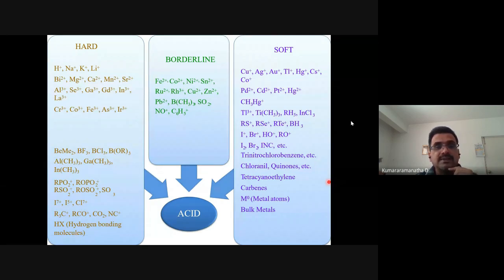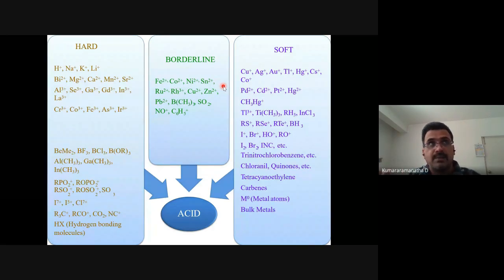And soft acids are exactly opposite. You can see all the way from copper, mercury, palladium, all these are soft, very important. Even metal atoms and bulk metals can be soft acids. Borderline acids are in between hard and soft, like Fe3 plus, Fe2 plus and cobalt 2 plus, and even benzyl and phenyl kinds of radicals. So these are hard, soft and borderline acids.